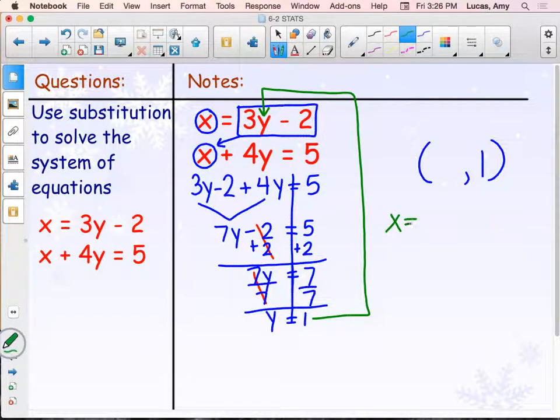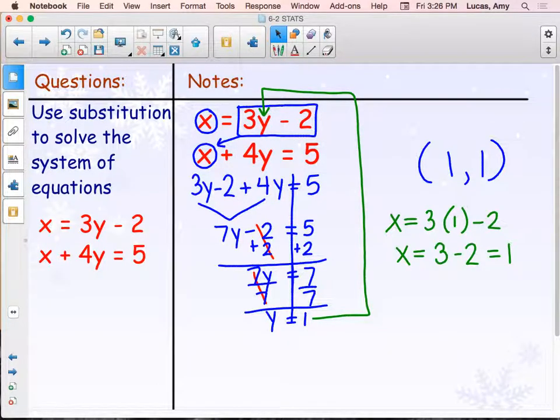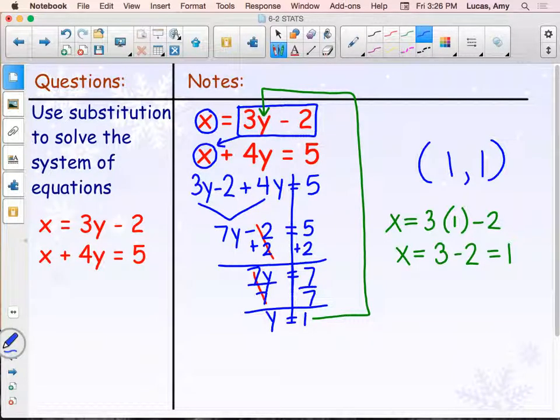So x equals 3 times 1 minus 2. 3 times 1 is 3. 3 minus 2 is 1. So my solution on this one is 1, 1. Again, if I graphed this system, we would find that these lines intersect, and they intersect at the point 1, 1, so there's one solution.